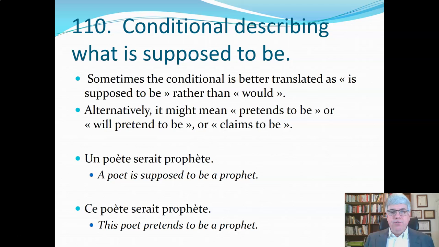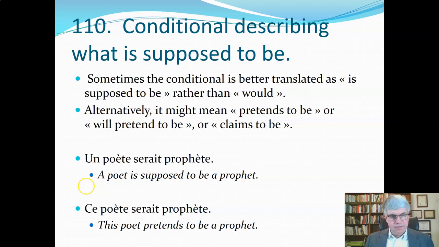Or alternately, sometimes it means pretends to be or will pretend to be, or sometimes even claims to be. So here's a couple example. Un poète serait prophète. So literally it is a poet would be a prophet. Now, what does that mean? A poet is supposed to be a prophet. The idea that this is what it ought to be like. The poet is supposed to say things that touch and change societies.